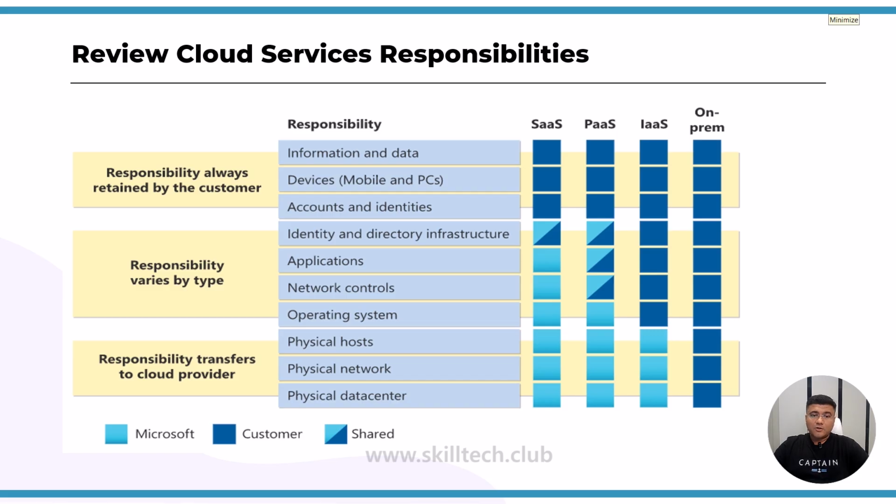But if we talk about the middle layers, which cover identity and directory infrastructure, application, network controls, and operating system, these have differences in service responsibilities. And as you can see, only infrastructure as a service gives you operating system level control and network level control over these resources. That's one of the reasons people go for infrastructure as a service when they want more control.